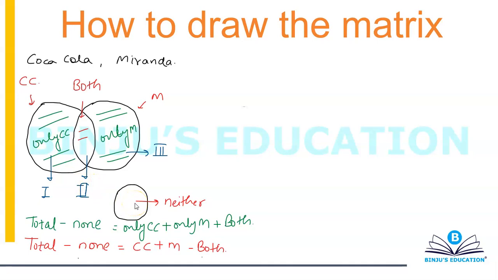So when you say Coca-Cola, you mean 1 plus 2. When you say Mirinda, you mean 2 plus 3. So what's happening is you're counting that both region twice. That's why you have subtracted both once. But when you use the words only Coca-Cola and only Mirinda, you're only talking about region 1 and region 3. You're not even counting region 2 once. That's why in that case you have added both.